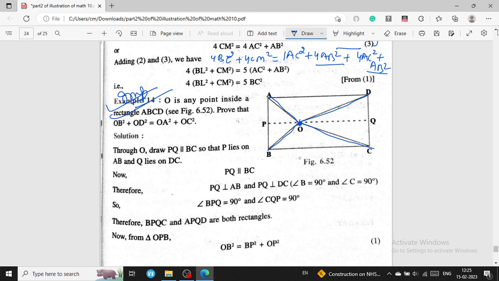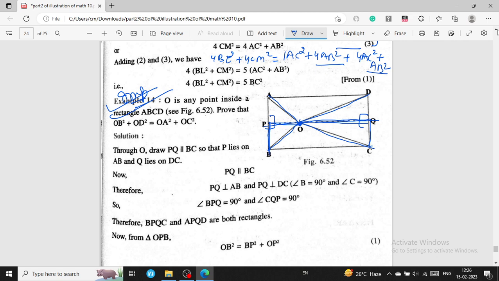For solving this, first of all, we draw a line PQ through O for proving the equation. Draw PQ parallel to BC so that P lies on AB and Q lies on DC. PQ is parallel to BC, and PQ is perpendicular to AB and DC. Both make 90 degree angles. Now angle BPQ is equal to 90 degree, and CQP is also 90 degree.